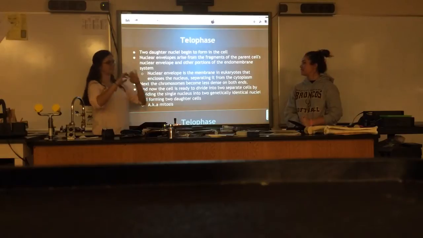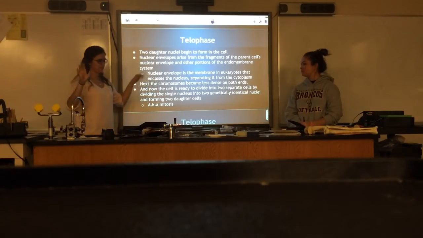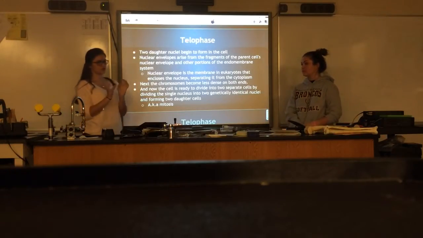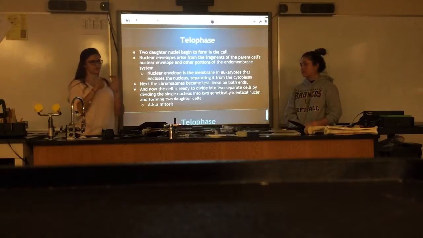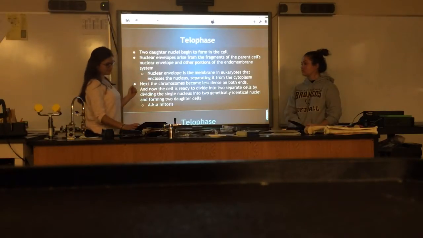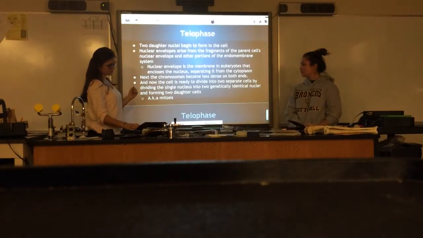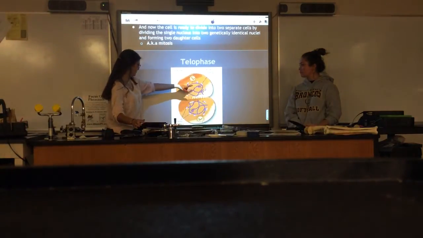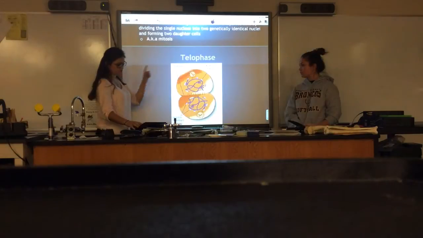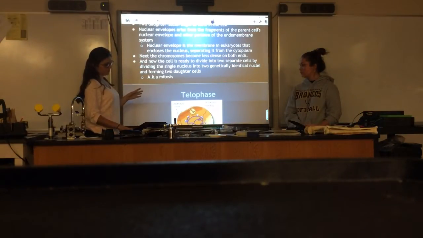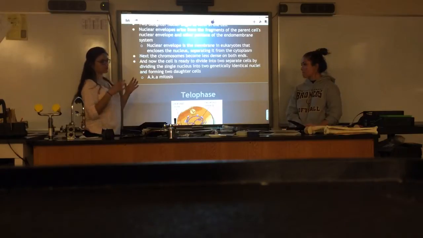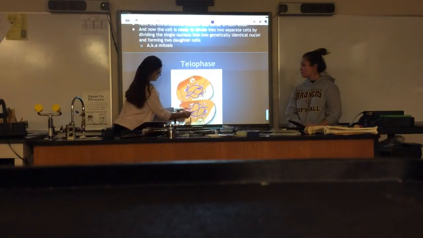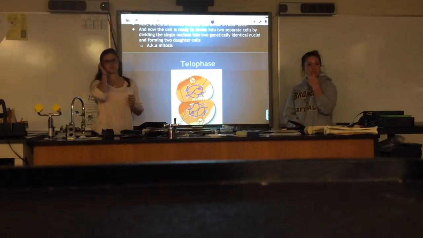After the chromosomes split and are equal on each side, we move into telophase. Telophase is where the two daughter nuclei begin to form, so they start making two separate nuclei, so that when the cell splits, each one will have one. And then the nuclear envelope forms. You can see here the nucleus forming, and the nuclear envelope around it. A nuclear envelope is the membrane in eukaryotes that encloses the nucleus, separating it from the cytoplasm. So there's going to be a membrane here, separated from the cytoplasm around it.